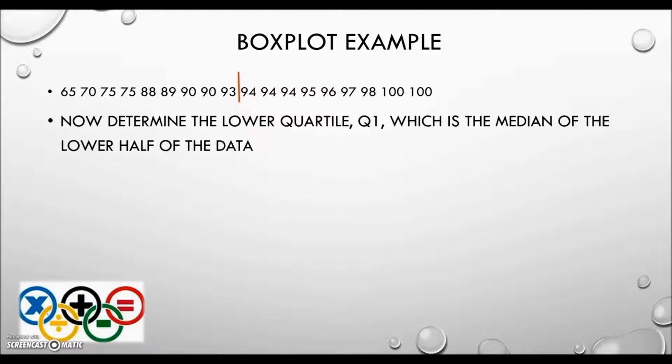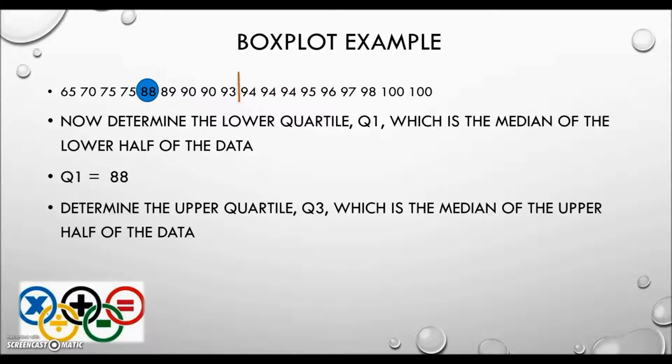Next, we will determine the median of the lower half, which is our lower quartile value, which for this example is 88. We will determine the middle of the upper half of the data, which is 96. There should be equal numbers below that value and above that value, as well as the Q1 has the same result.